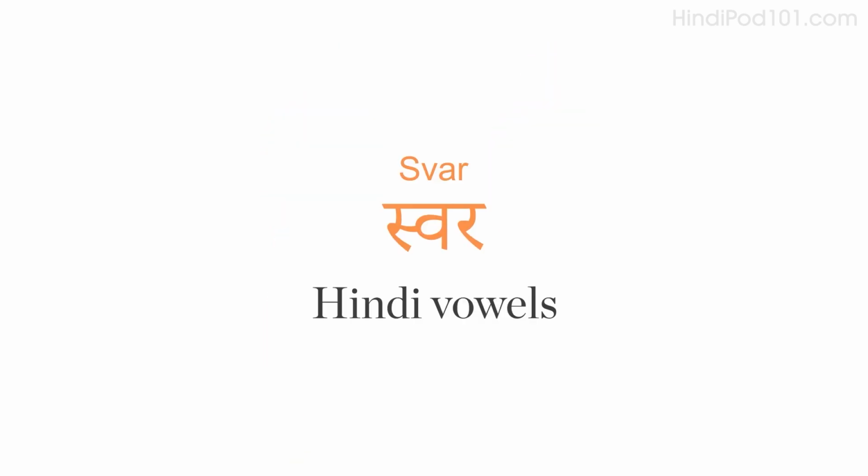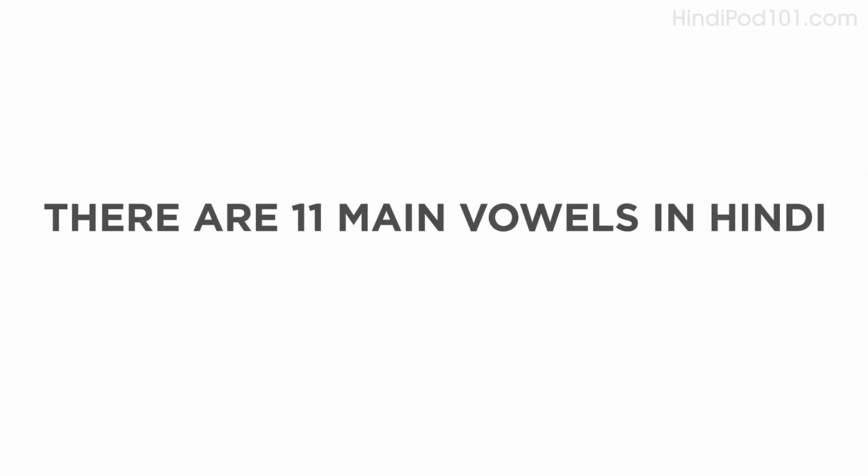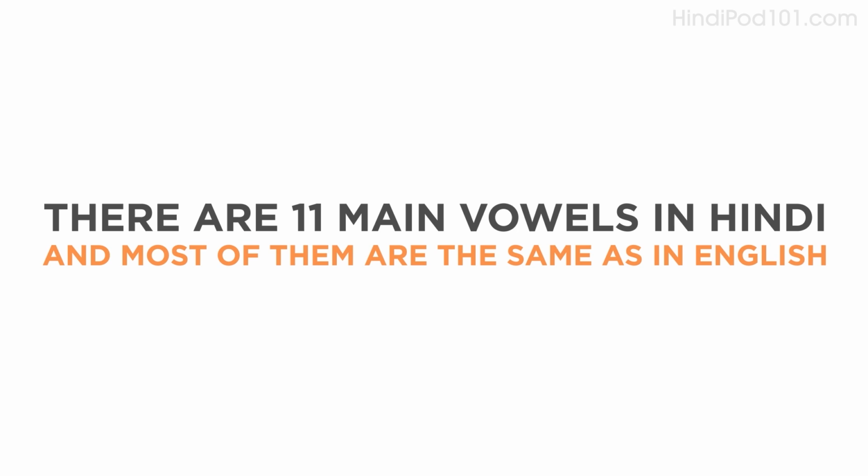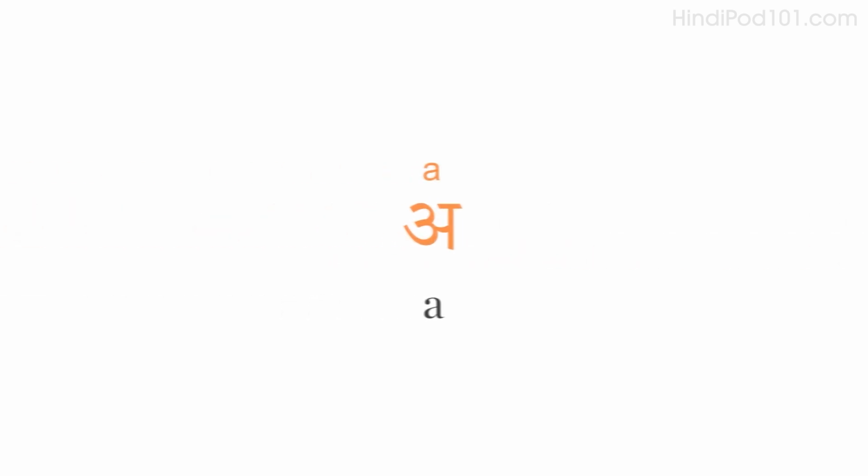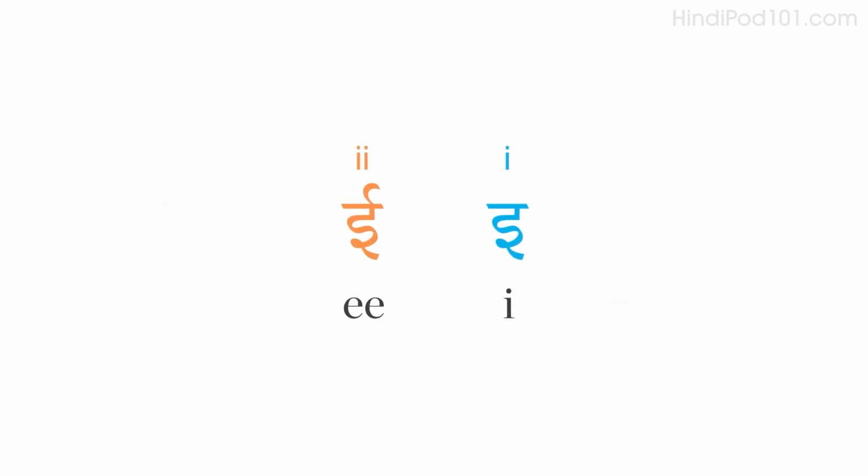So now that we've taken a look at the consonants, how about we take a quick look at the vowels too? The Hindi vowels are known as swar. There are 11 main vowels in Hindi, and most of them are the same as in English. For example, A is like the sound of the letter A in the English word apply. A is like the sound of the letter A in the word father. E is like the letter I in tin.